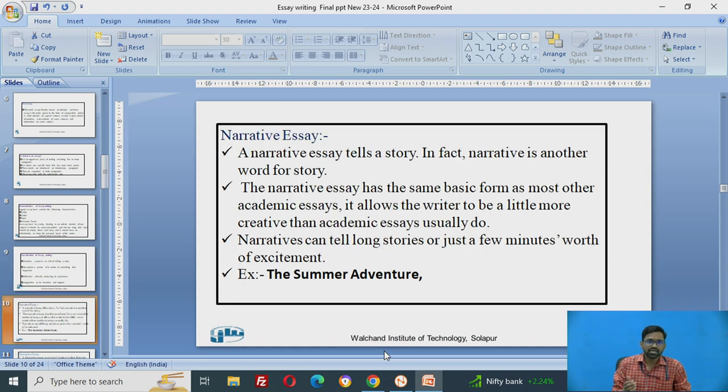So what are narrative essays? A narrative essay tells a story. In fact, narrative is another word for story. The narrative essay has the same basic form as most other academic essays. It allows the writer to be a little more creative than academic essays usually do. Narrative can tell a long story or just a few minutes' worth of excitement. For example, the summer adventure.